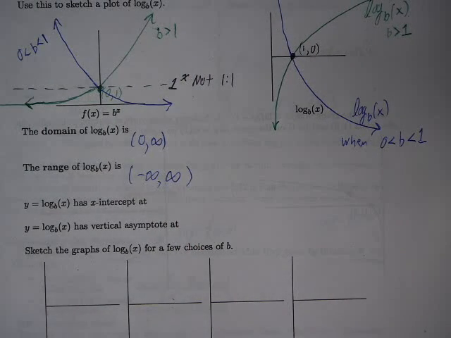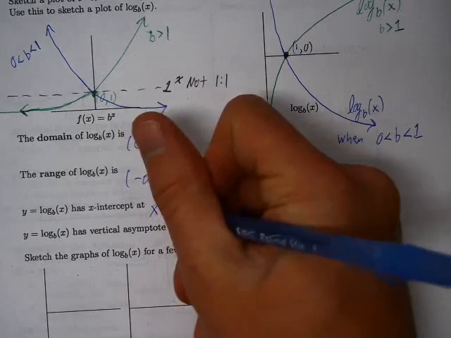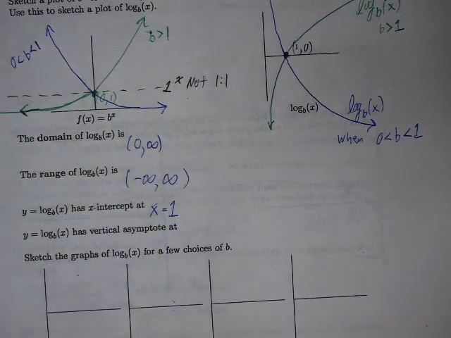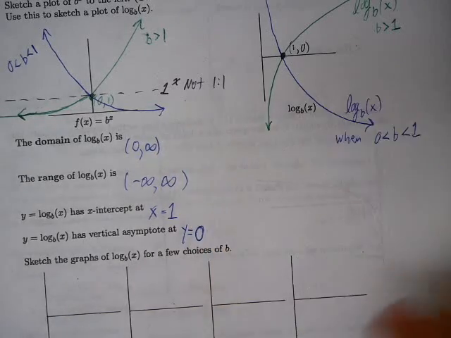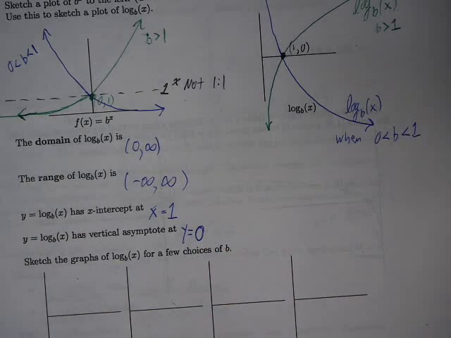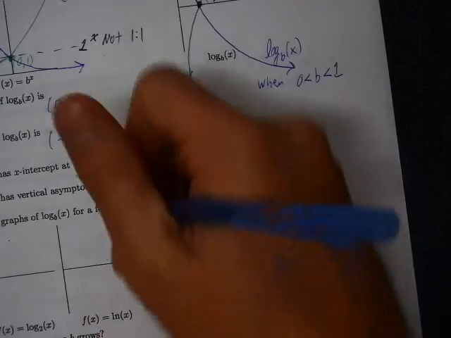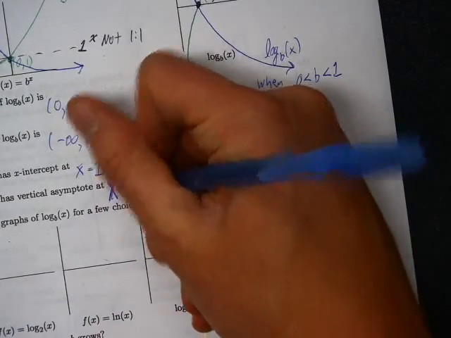Log base b of x has an x-intercept. Where is its x-intercept? The logarithmic functions have vertical asymptotes. What vertical asymptote do they have? And again, it's a different looking vertical asymptote than our rational function has. Should be x equals 0. Yep, because it's vertical. Thank you.